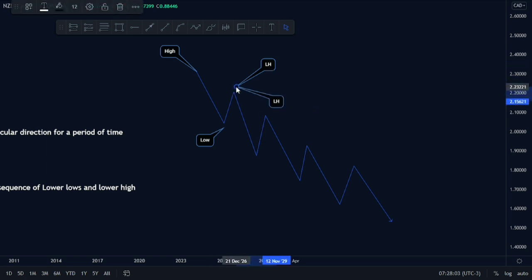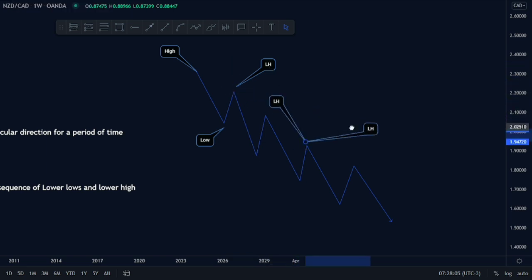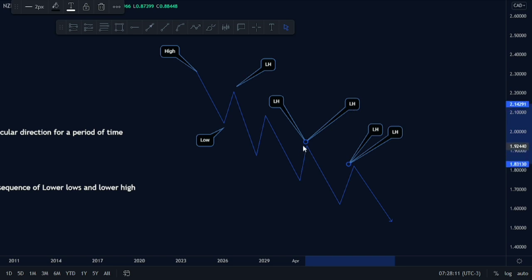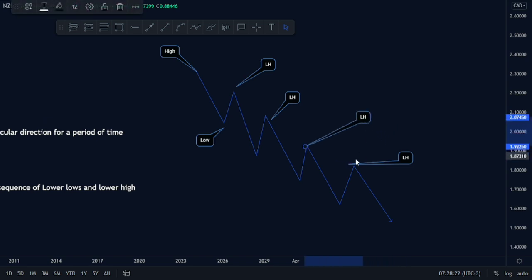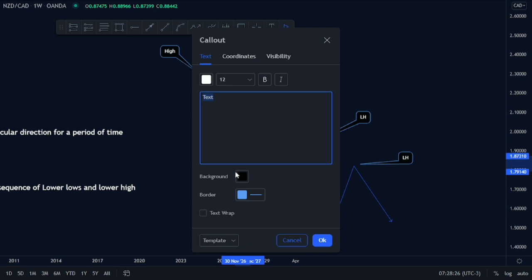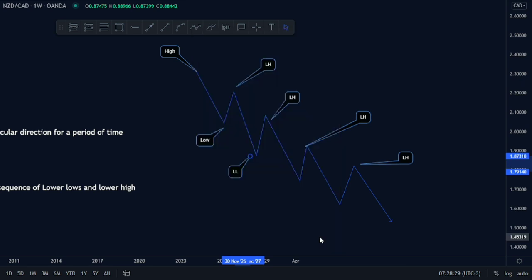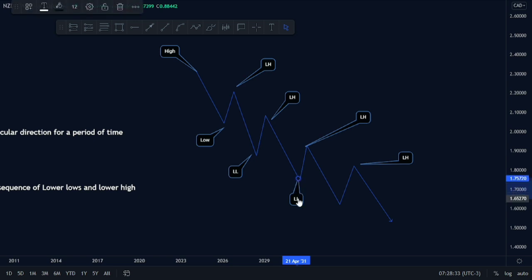Lower high. That's why we're saying price keeps on giving us a sequence of lower lows and lower highs as it keeps on falling towards the downside. These are lower highs. At the top we have lower highs, at the bottom we have lower lows. LL, lower lows.